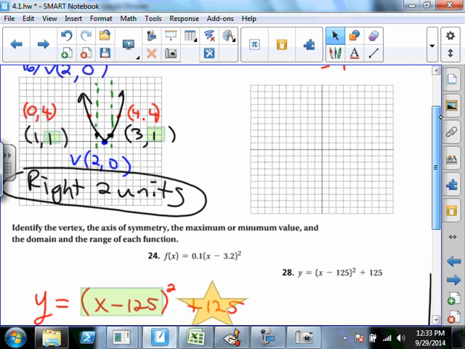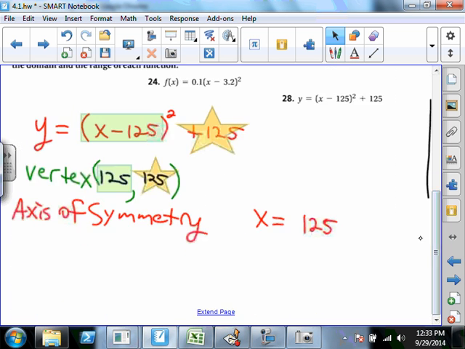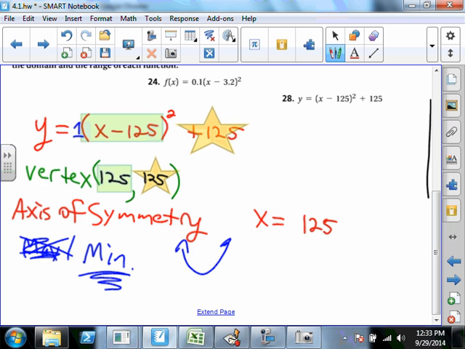So 28 also asks us, what's the maximum or minimum value? First of all, we need to know, does it have a max or does it have a min? How do we tell? Well, we look at the number before the parentheses. If it's positive, the graph opens up. If it's negative, the graph opens down. Well, what number's out front there? A 1, and 1's positive. So because that 1's positive, the graph opens up, and because the graph opens up, it's going to have a minimum, okay?